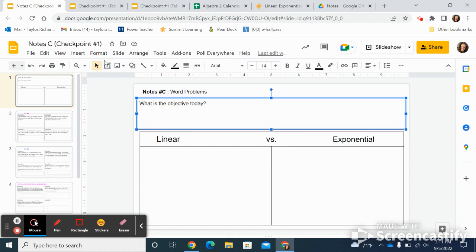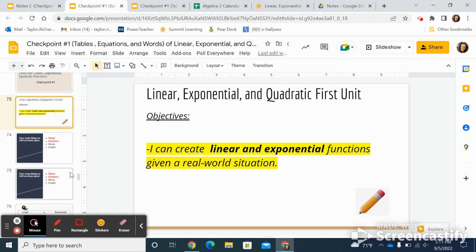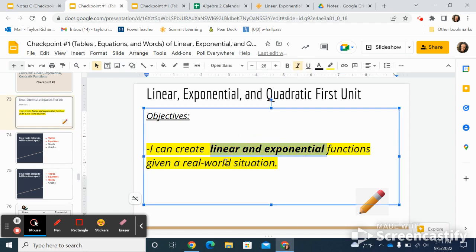So the objective for this set of notes is right here. So it's this yellow sentence. You can pause the video and go ahead and type this objective in that first box. The objective says I can create linear and exponential functions given a real world situation. So notice for this set of notes, we are just focusing on linear and exponential, and a real world situation is just a word problem. So I'm going to give you a word problem, and then you're going to create either a linear or exponential equation. Okay, so go ahead and type that in that first box.